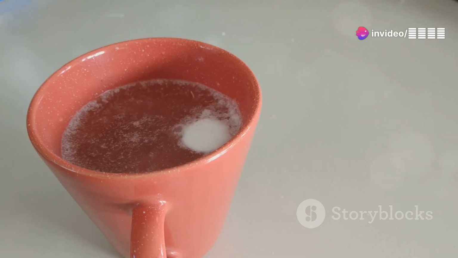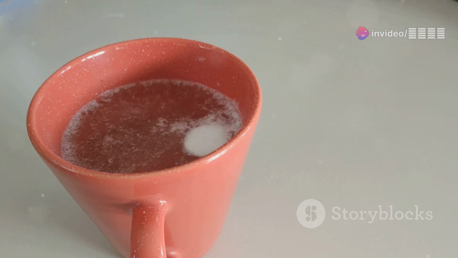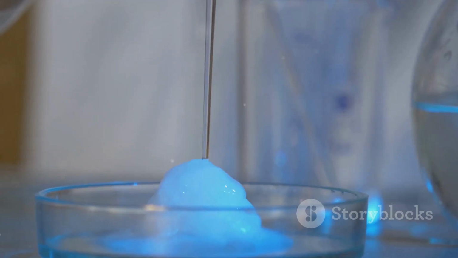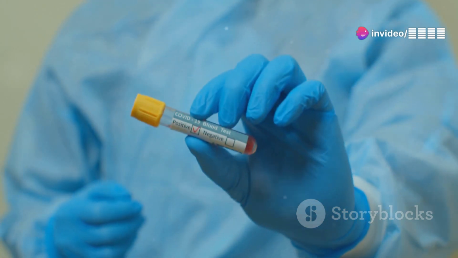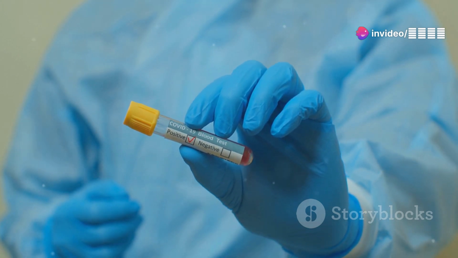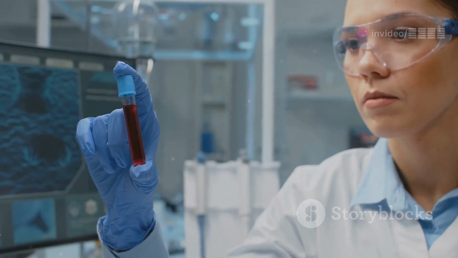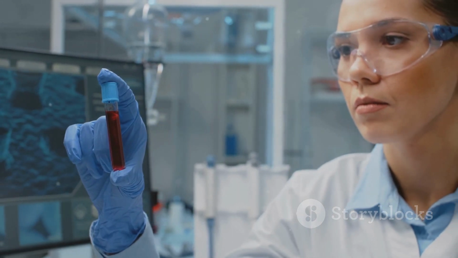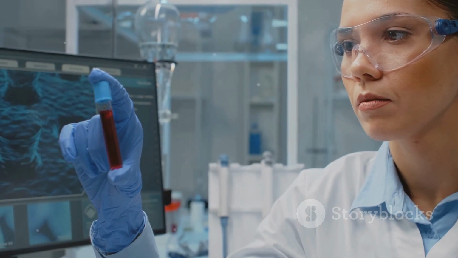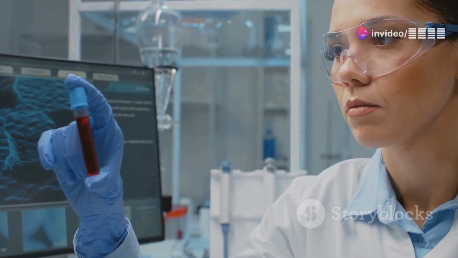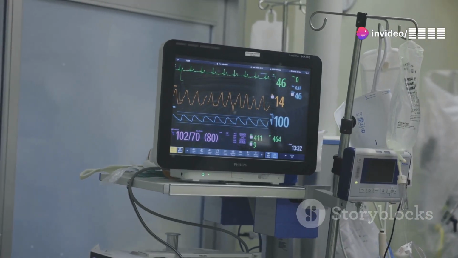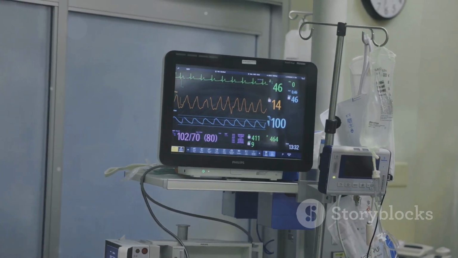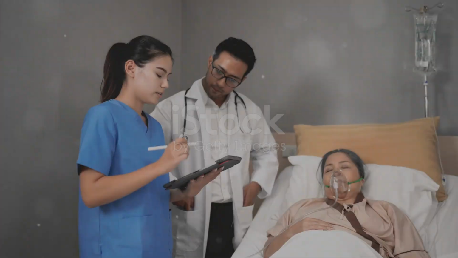HCO3 or bicarbonate is a buffer that helps regulate pH by neutralizing excess acid. It acts as a chemical sponge, soaking up excess hydrogen ions, H+, to maintain pH balance. Normal HCO3 levels typically range from 22 to 26 milliequivalents per liter. Abnormal bicarbonate levels can indicate metabolic imbalances such as metabolic acidosis, low HCO3, or metabolic alkalosis, high HCO3. Together, PO2 and HCO3 provide valuable insights into oxygenation and acid-base balance.